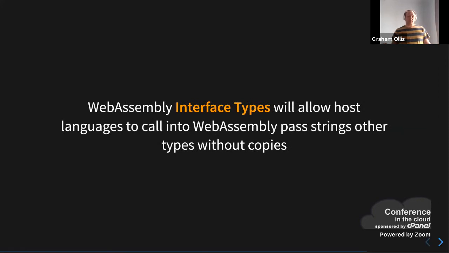There is hope though. WebAssembly interface types promise to address a lot of this. Interface types provide an extra layer in the WebAssembly binary that tell the host how to translate complicated types like strings. The current proposal converts things lazily and avoids copies where possible. So it should be possible to implement this fairly efficiently. In fact, an earlier prototype of interface types was included in an earlier version of Wasm Time, but they removed it because the implementation and the proposal were diverging.